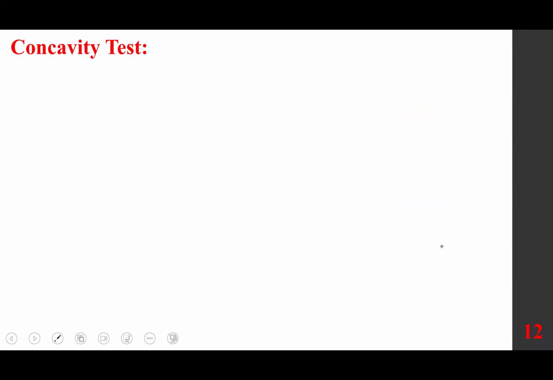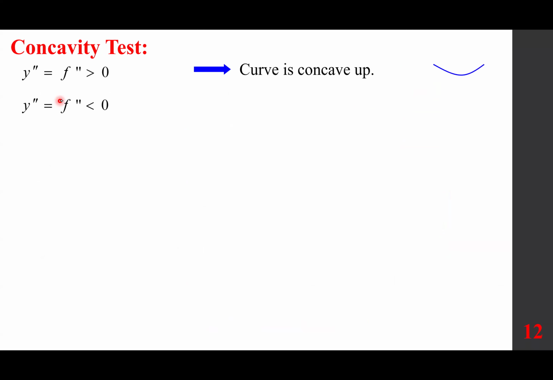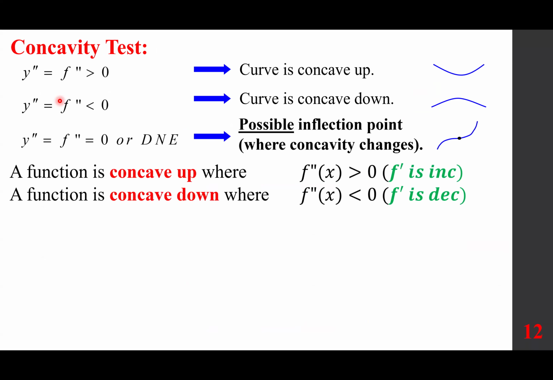Concavity test. All right, what's happening here? If y double prime, f double prime, is positive, the curve is concave up. So we went over the synopsis of that. Now we are elaborating. If it's negative, the curve is concave down. If it's 0 or doesn't exist, those are possible inflection points.